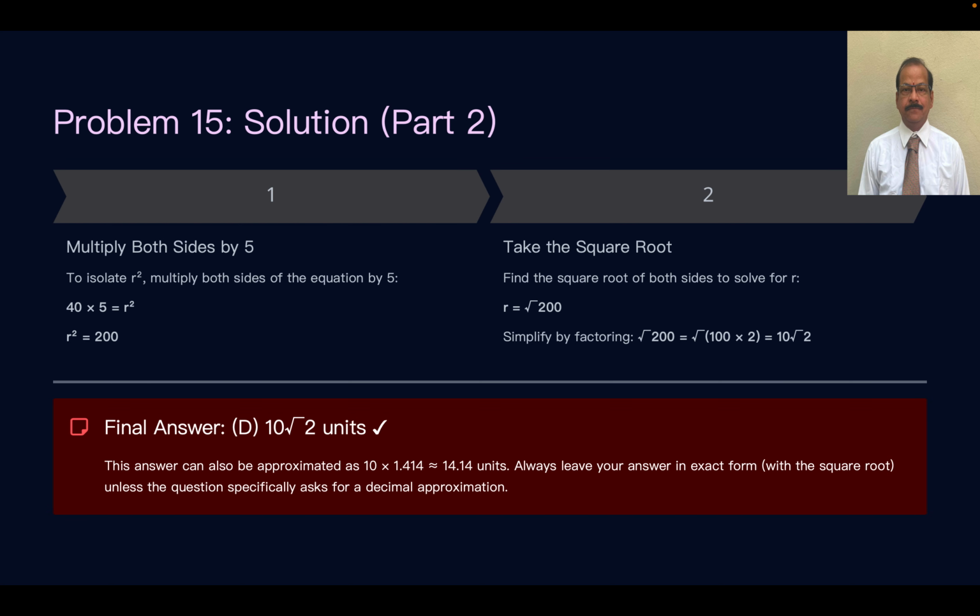So r square is 200, therefore r equal to root of 200, root of 100 into 2, root 100 is 10, therefore 10 root 2. Therefore the final answer is option D, 10 root 2 units.